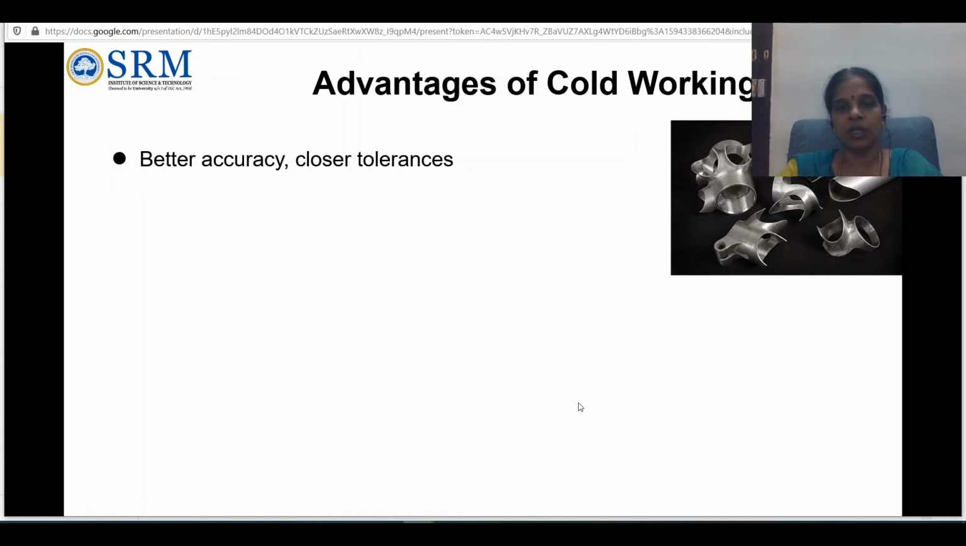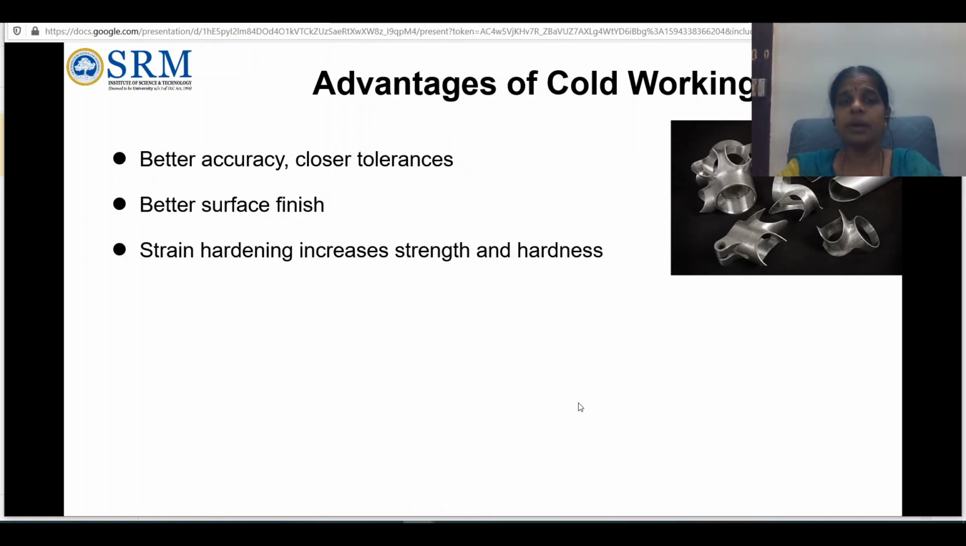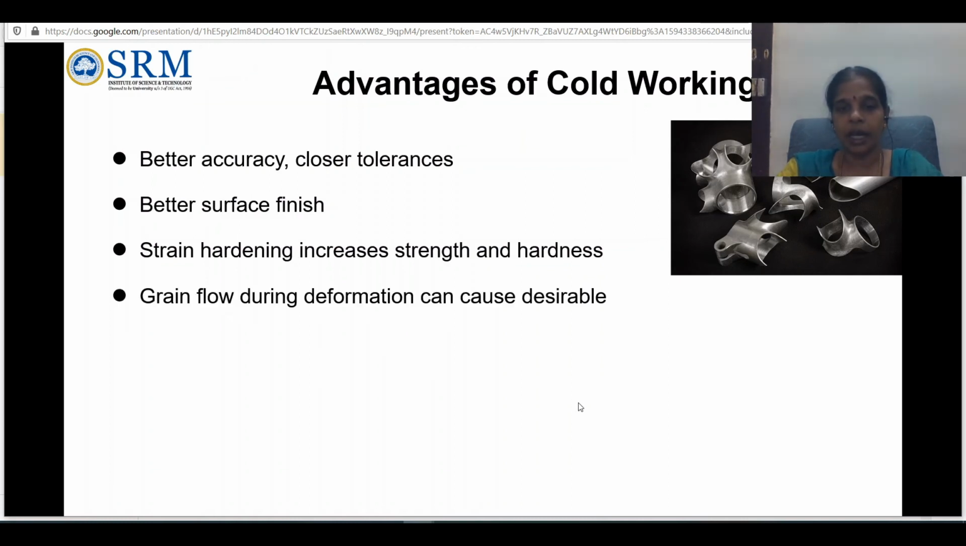Since the metal is very hot, it is very difficult to handle. We cannot ensure the shape you have produced, especially if you are doing it manually. So cold working has better accuracy, better surface finish, and we are doing strain hardening, which destroys the grains. Because of that, the strength and hardness increase, and the grain flow, whatever happens in cold working, is very desirable here.